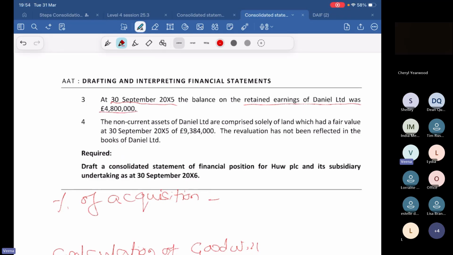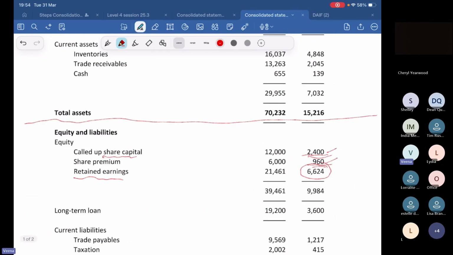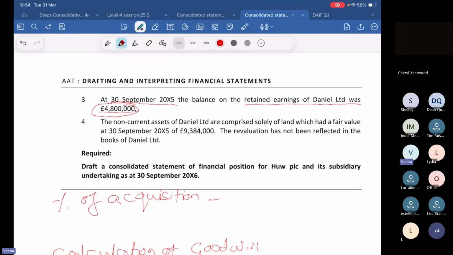So what happened on 30th September? That was the date when they set out the statements of financial position of Hugh Limited and Daniel Limited as at 30th September 26. This is 26, guys. And when did they take over? This is on 30th September 25. So they have operated for 1 year, and that statement of financial position is showing that.